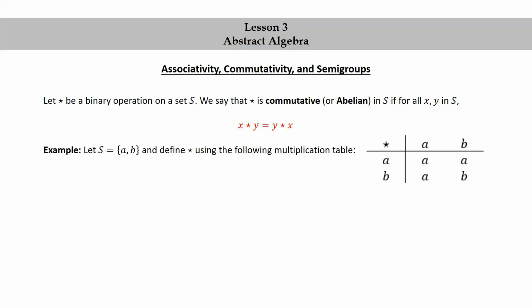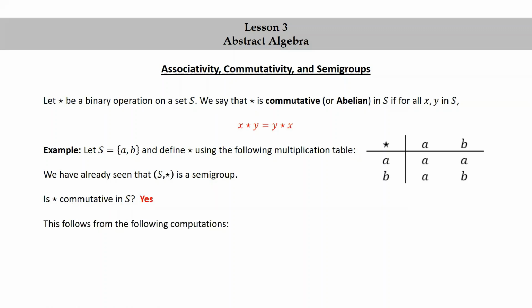Let's look at an example. Let S equal the set {A, B} and define star using the following multiplication table. We have already seen that (S, star) is a semigroup. Is star commutative in S? The answer is yes. This follows from the following computations. A star B is equal to A, and B star A is equal to A.